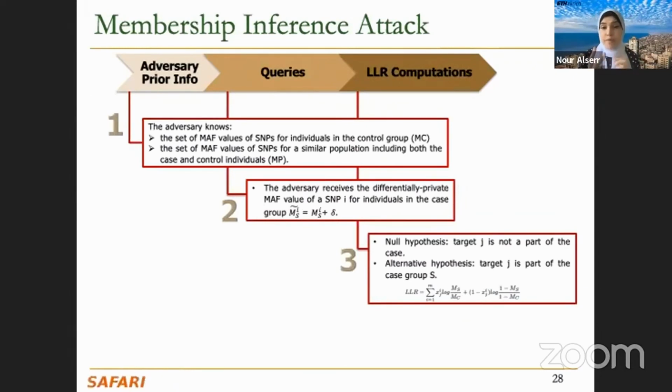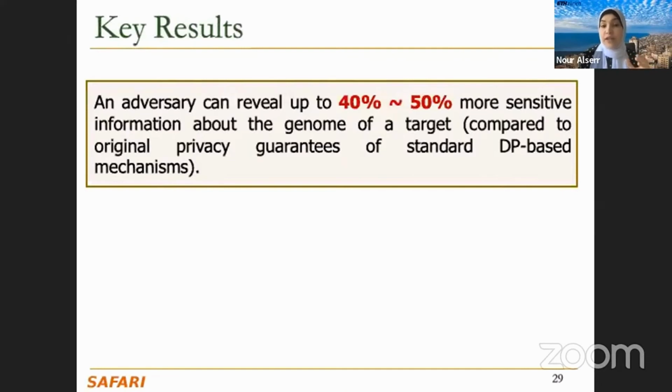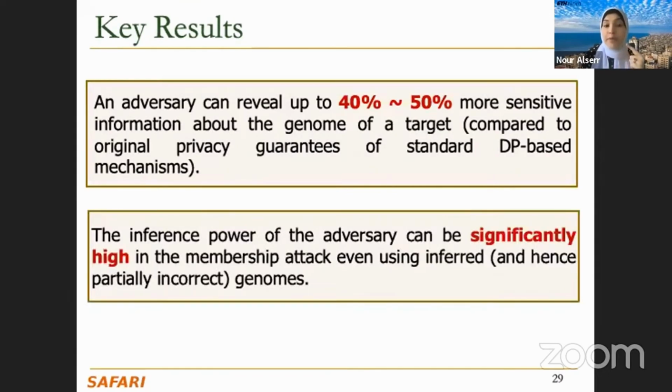He has 2 hypotheses: he is not in the case group, or he is in the case group. So based on the results you will have after sending many queries, he could infer the membership of that target inside the dataset. What are the key results we have? The adversary can reveal up to 40 to 50% more sensitive information when it comes to the attribute inference attacks. And also he could infer the membership of a target or a victim, and the inference power of the adversary can be high for membership. After sending some queries, he can infer the membership of that victim.